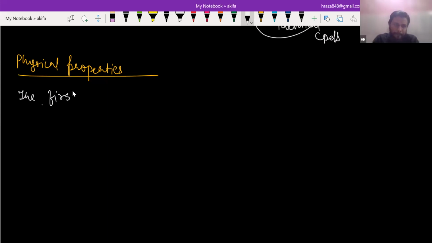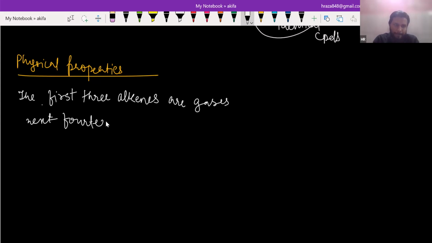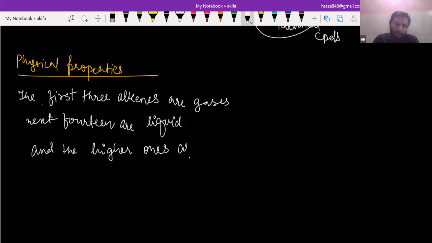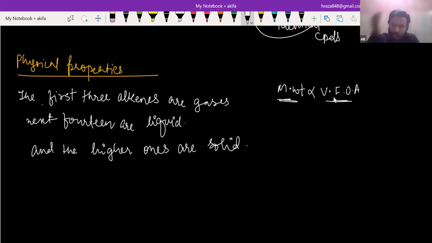The first three alkenes are gases. Next 14 are liquid. And the higher ones are solid. Higher ones represent that they will have more molecular weight, and molecular weight is directly proportional to van der Waals force of attraction, and if there is more molecular weight, van der Waals force of attraction will be more, and the higher ones will be in solid state.